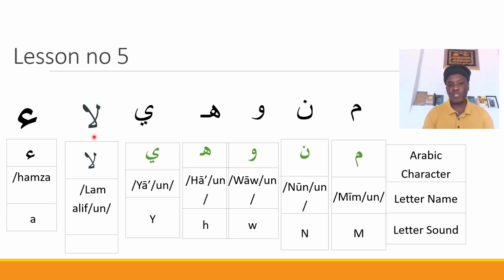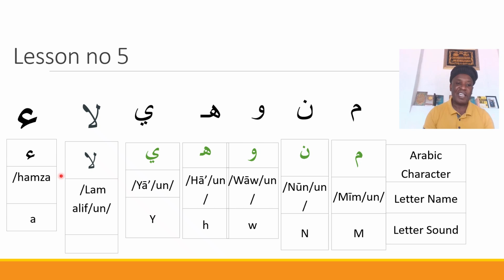And we have lam alif. So this one here is a special letter. It's a combination of 2 letters, lam and alif. As you can see, this side here, that's your lam, and when it comes from the top down, that's your alif. So it's called lam alif. It's a very, very important letter because it plays a very big role when it comes to Arabic literature or Quran.